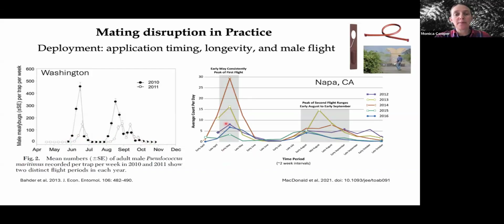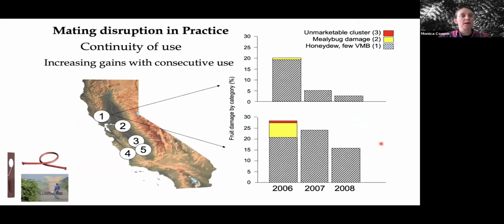So in Napa anyway, our flight of great mealybug actually starts earlier, so we would want to make sure if we were using mating disruption for great mealybug that we had our dispensers up in April, and by late October is pretty much when we're no longer detecting males anymore. So a lot of people say, when do you put the dispensers up? And you need to know basically when the males are flying, and then what the longevity is of whatever product you're going to be using.